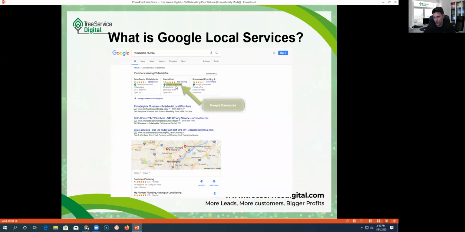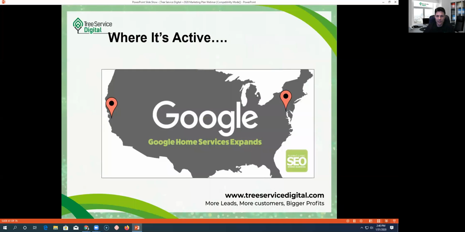But this is the same thing. It shows Google guaranteed, and that just means Google has vetted the business. They've confirmed their business license. It's not a spam business. It's not a lead generation company. It's an actual business. And so it's beneficial to get that badge, I think. If it's in your market, it's worth exploring. And where it's active is coast to coast, but it's only in the larger markets.